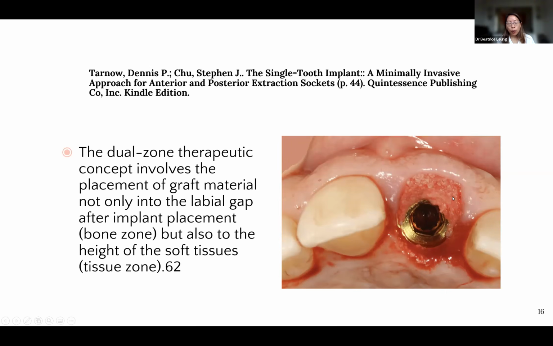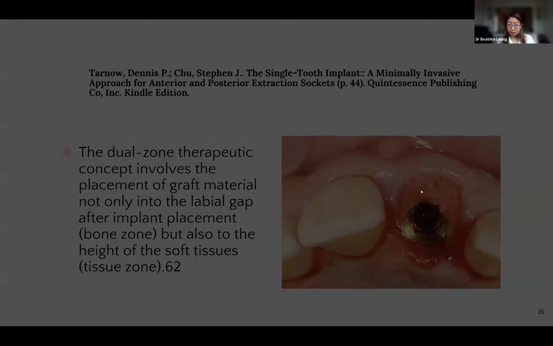In order to make this work, you don't want this grafting material to be exposed. You want to seal it. And the way you seal it is either by making a temporary implant crown or a custom healing abutment to cover this entire area so that the soft tissue and the hard tissue will heal properly.